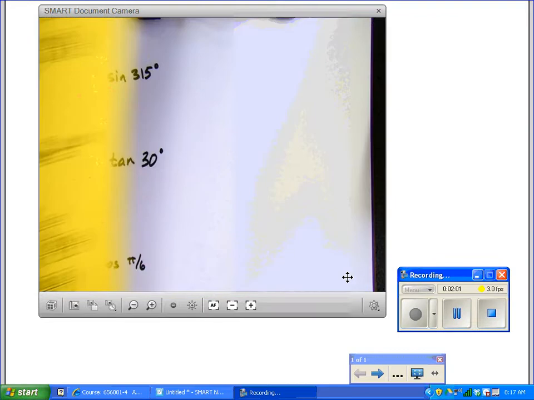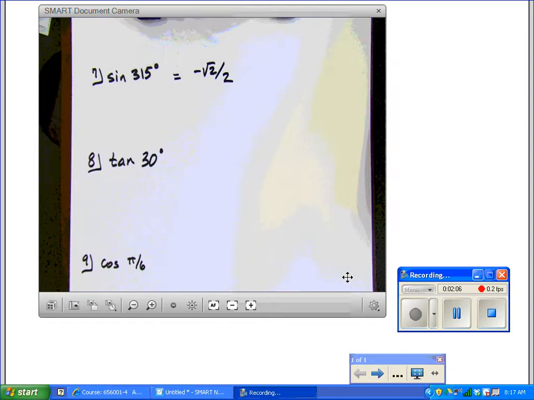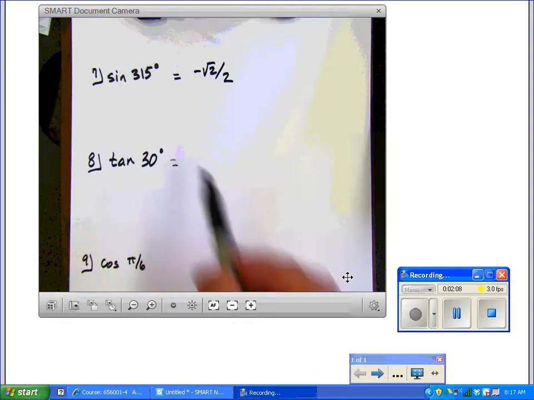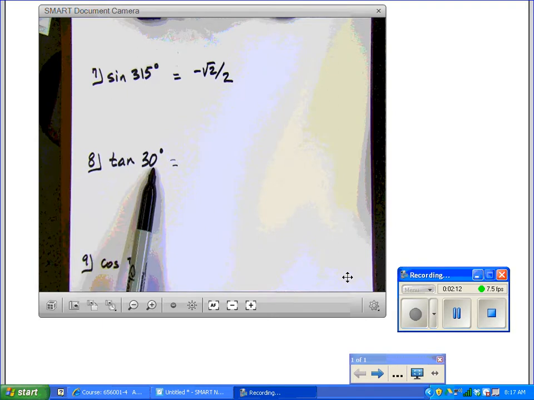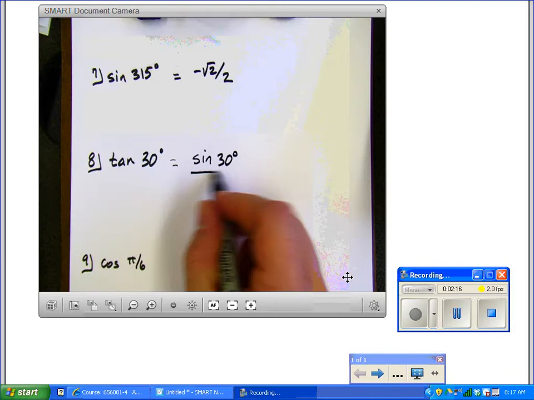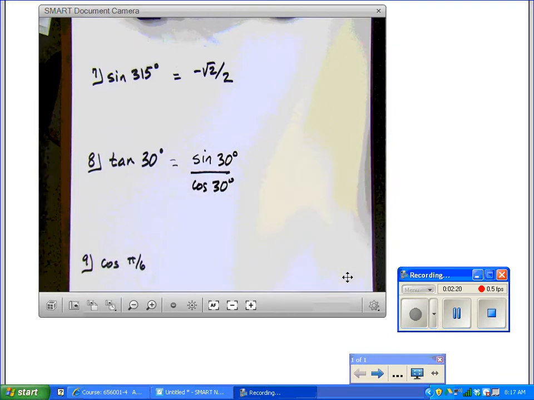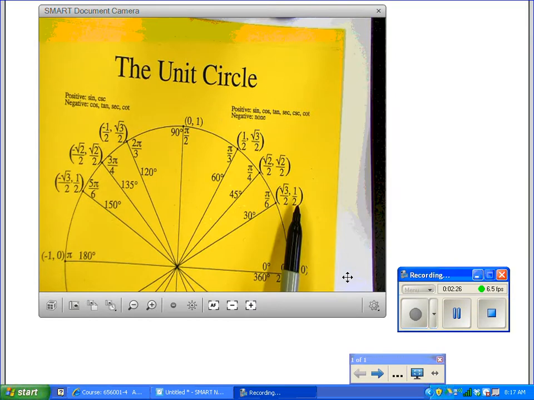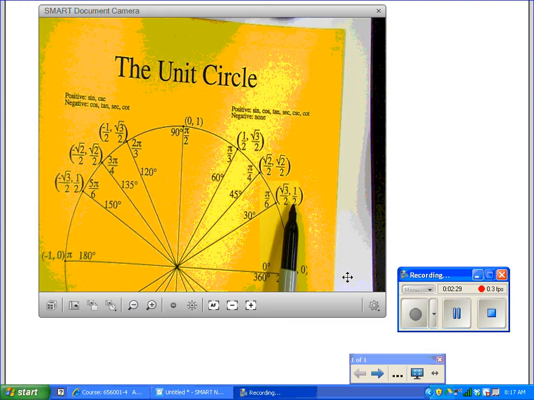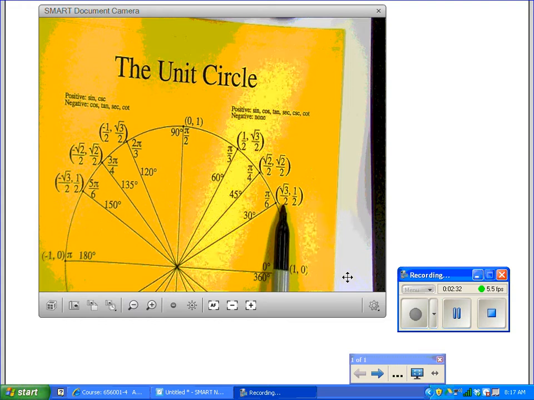Okay, and number 8, now we're doing the tangent. The tangent of 30 degrees is going to be the sine of 30 degrees over the cosine of 30 degrees. Now let's look those values up. At 30 degrees, again we're doing tangent, so it's going to be sine, 1/2, over the cosine, square root of 3 over 2. So sine of 30 degrees is 1/2, and cosine is square root of 3 over 2.